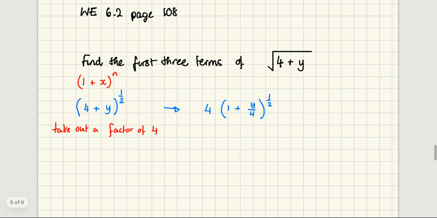What are we missing? So we're not actually taking out a factor of 4. We're going to take out a factor of root 4. 2, yeah. We're actually going to take out a factor of 4 to the power of a half. You've got to apply the exponent. You can't just take the 4 out of the brackets and pretend it wasn't raised to the power of a half before. So we're taking out a factor of 4 to the power of a half, which is actually just 2. So now what you're going to do is do that expansion and multiply it all by 2 at the end.